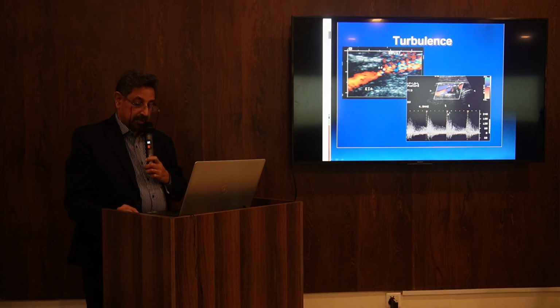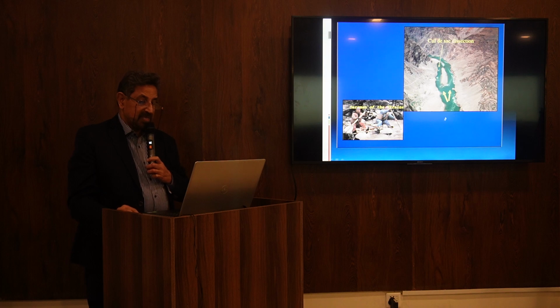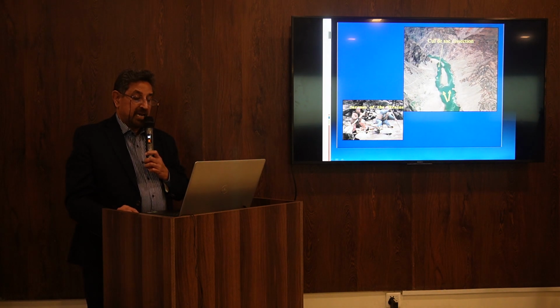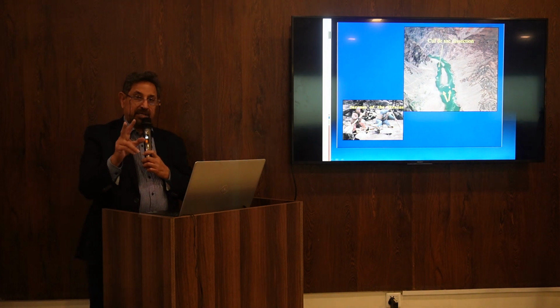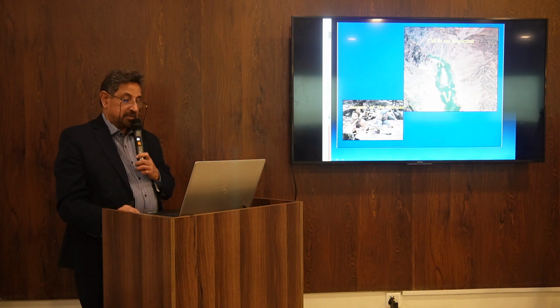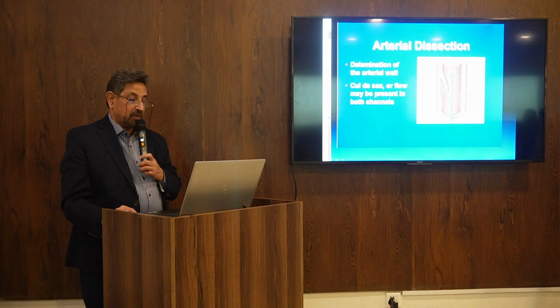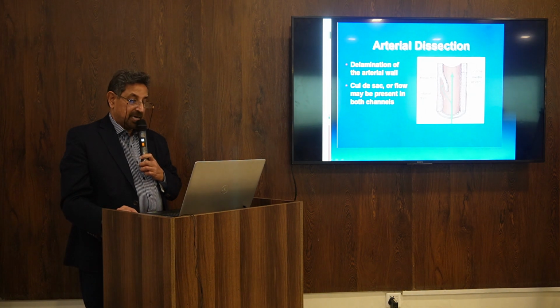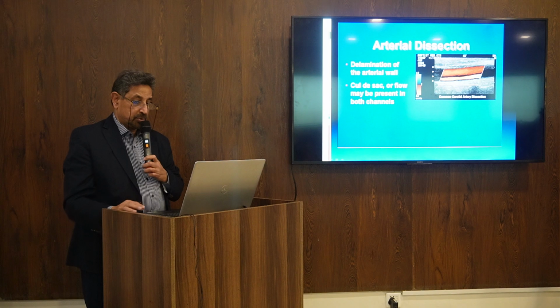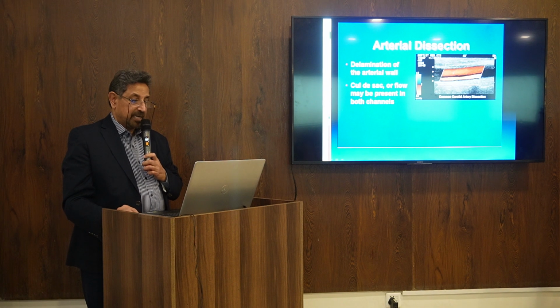You get this turbulence. Sometimes there is a dissection, an aortic dissection, where there is a break in the wall and you get a dissecting flap. I will show it to you in the forthcoming slide, and you get two lumens, a double lumen of the vessel.